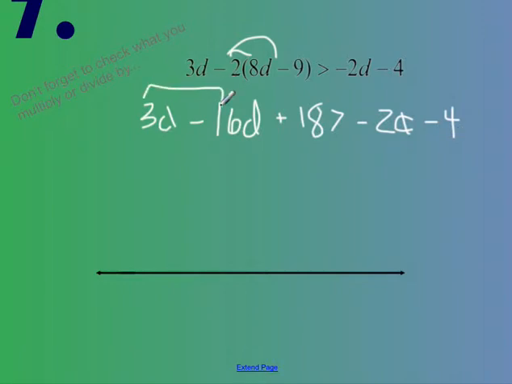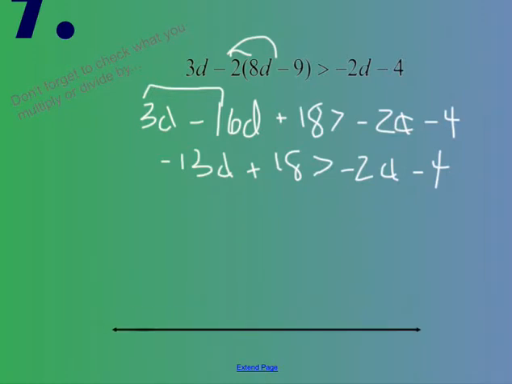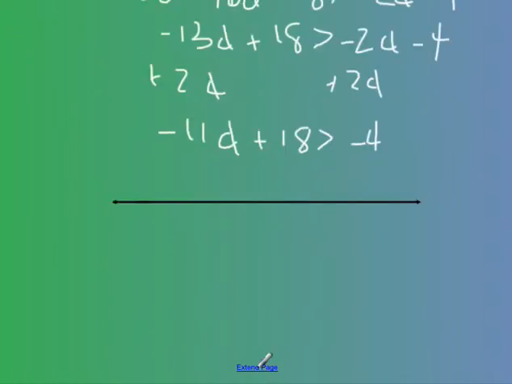So now I'm going to combine my 3d and my negative 16d, and that's going to give me negative 13d plus 18 is greater than negative 2d minus 4. So what I need to do now is get my d's on the same side. So I'm going to go ahead here and I'm going to add 2d to both sides. Since that d is negative on that side, I need to add d. So I get negative 11d plus 18 is greater than negative 4.